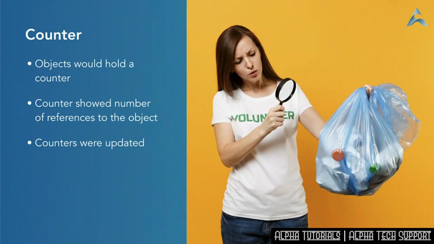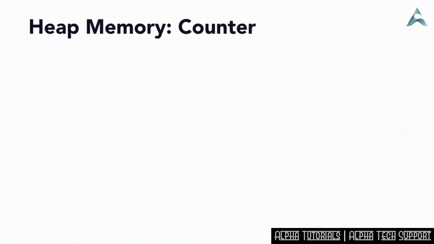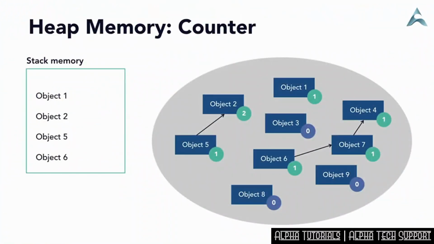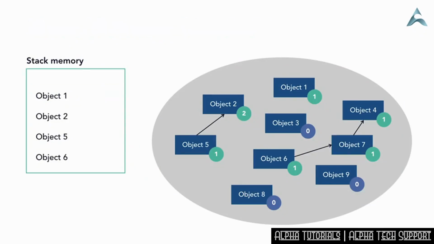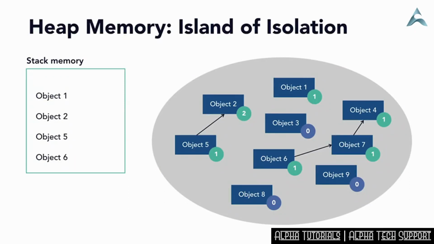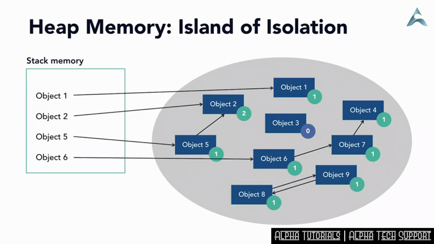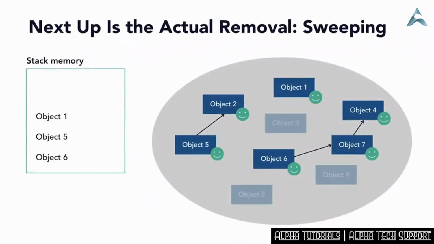At first, this probably sounds like a very clever and more efficient way than marking, but there was one problem: cyclic references. Two objects that hold a reference to each other but don't have a connection to the stack would never be removed because their counter would never get to 0. These so-called islands of isolation, object 8 and object 9 on this slide here, would live unnecessarily on the heap forever. And this is why the garbage collection happens with marking right now. The removing of the objects that are not marked happens in the next phase, sweeping. In the next video, we'll have a closer look at the sweeping phase.